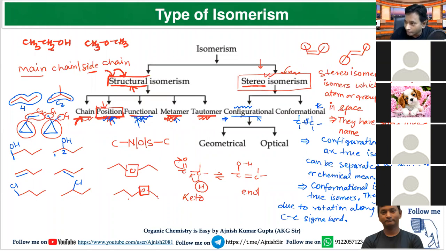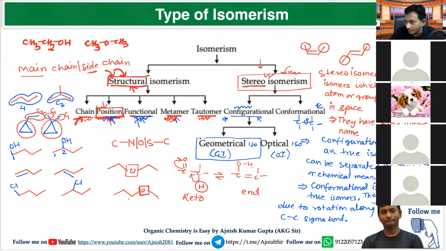Now these configurational isomers are further divided into two types: geometrical isomers and optical isomers. I will refer to geometrical isomers as GI, and optical isomers as OI. Write it down. Configurational isomers are of two types: geometrical isomers and optical isomers. Completed? Yes, sir. Now move to geometrical isomerism.